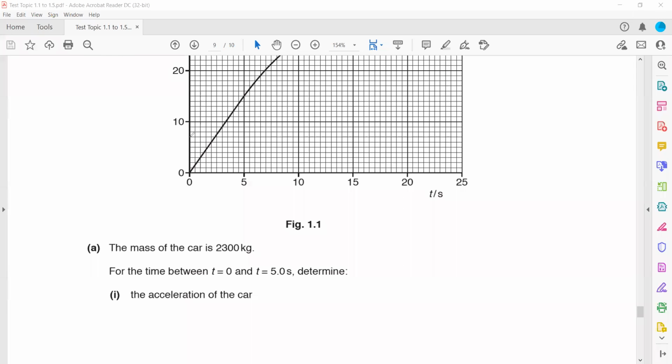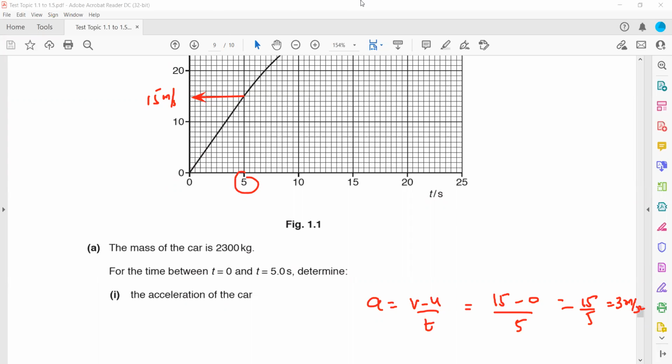acceleration is the change in velocity. Each box represents 1, because 10 boxes are 10. Whenever it's a straight line, we can use the gradient, or final minus initial divided by time. So at 5 seconds, this is 15 meters per second and the time is 5. So it will be 15 minus 0 divided by 5, so 15 divided by 5 equals 3 meters per second squared.